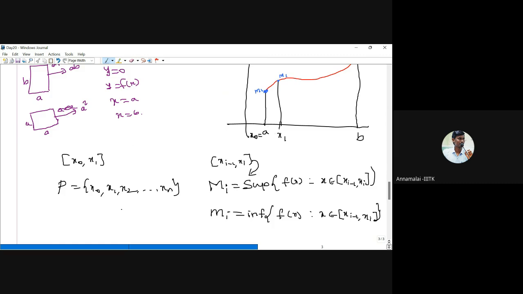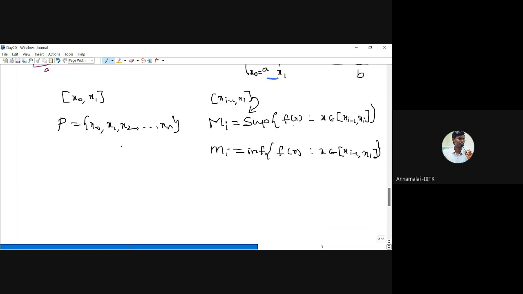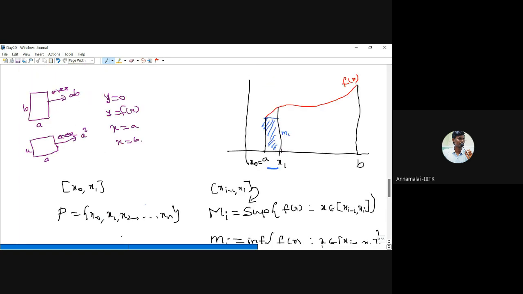Now we have two rectangles. Suppose I am taking this smaller one. I can make a rectangle here. Suppose I draw the straight line here, now I get a rectangle. What is the area of this rectangle? Height into base. What is the height? The minimum value, so the height is m1. What is the base? The base is x1 minus x0. Now we get m1 into x1 minus x0. You get the area of the small region.